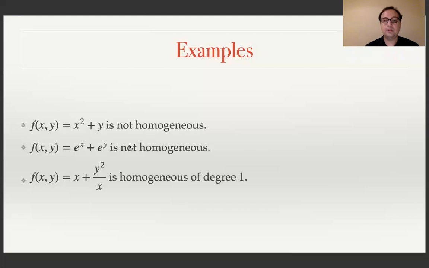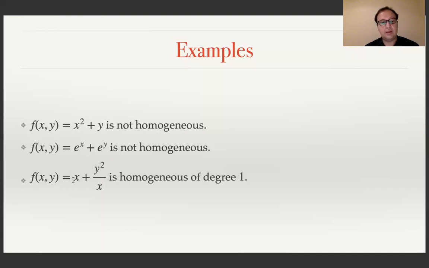Here are examples of a different nature. So x squared plus y is not a homogeneous function because x squared has degree 2 and y has degree 1. So the degrees don't match. e to the x plus e to the y is not a homogeneous function because these homogeneous functions should involve powers of x or of y. So e to the x, sine of x, cosine of x are not going to be homogeneous of any degree.